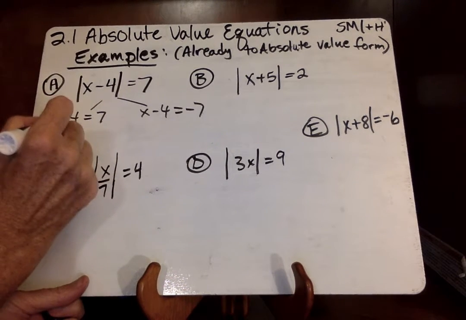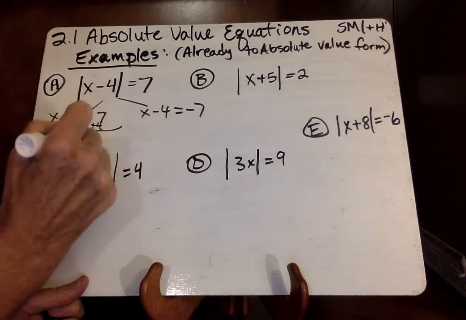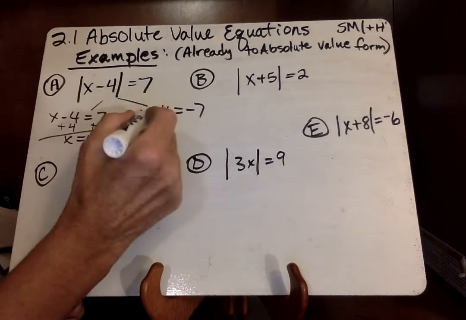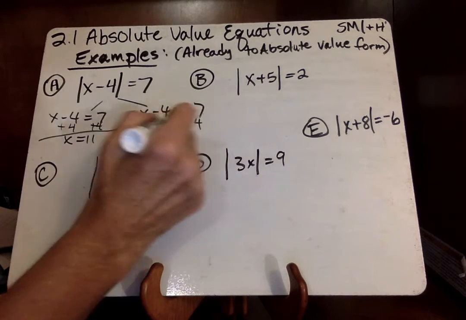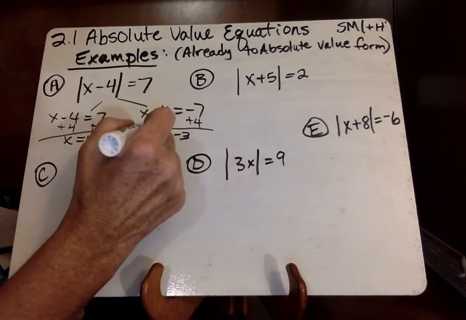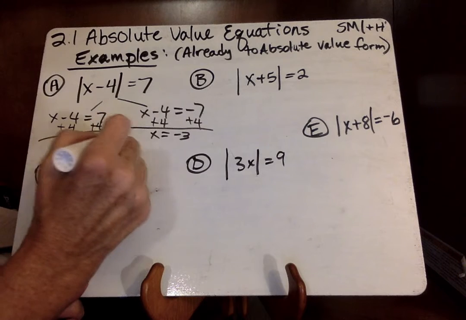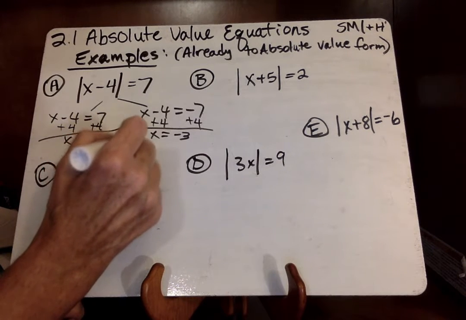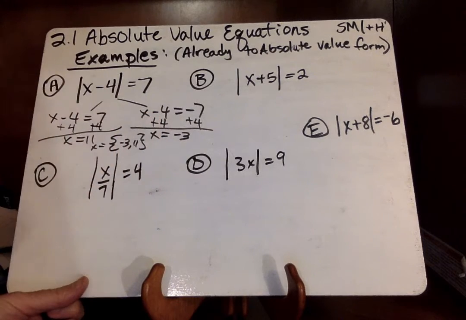We're going to go ahead and add 4, and x equals 11. And then over here, if we add 4, x equals negative 3. Okay, so our solution set is x equals negative 3 comma 11. And I usually just put the lowest one first. And we can always put it in there.